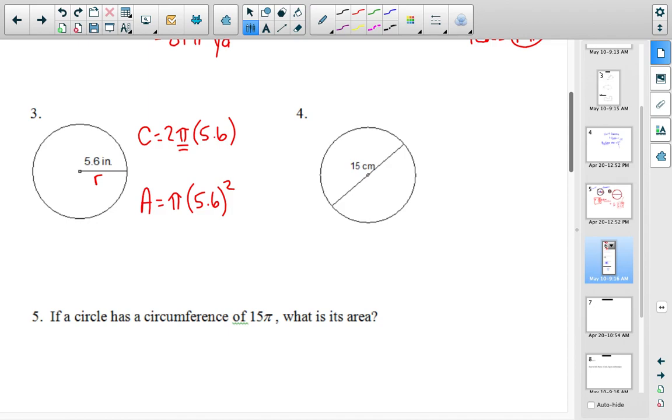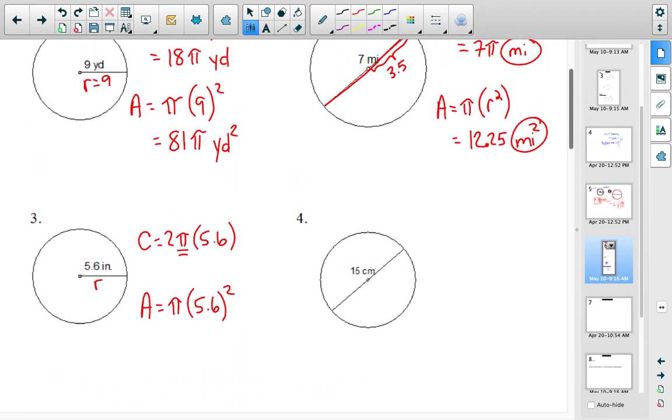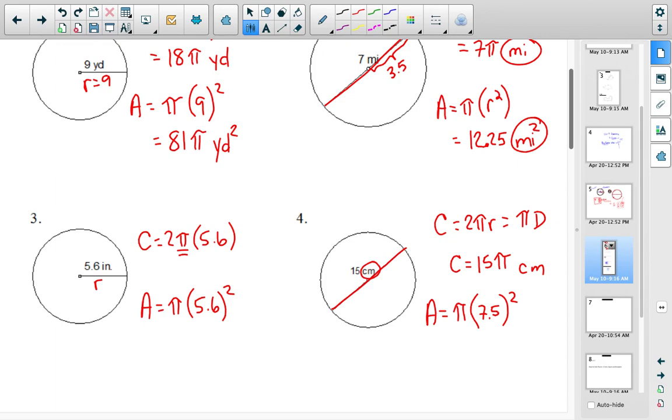Over here on number 4, I got 15. Well, if we look up above at what we did for number 2, circumference is 2 pi r, but it's also pi times the diameter. Here I have the diameter is 15. So circumference is going to be 15 pi. And don't forget my units, centimeters. Area is going to be pi times my radius, 7.5 squared. And I'll let you figure that one out.